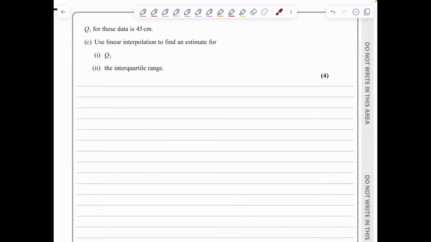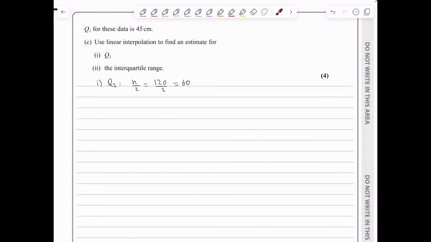Now in part C, we've got that the lower quartile is 45, and we need to use linear interpolation to estimate the median Q2 as well as the interquartile range. Well, starting with Q2, I will start by evaluating n over 2, which in our case is 120 over 2, which gives an answer of 60. And therefore, I wish to interpolate the value corresponding to the 60th position.